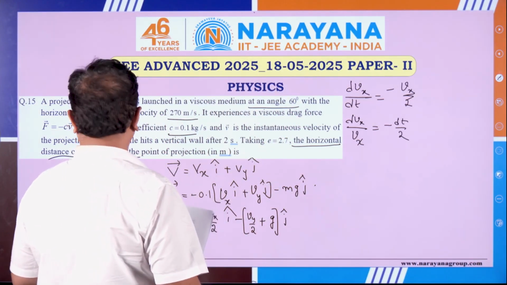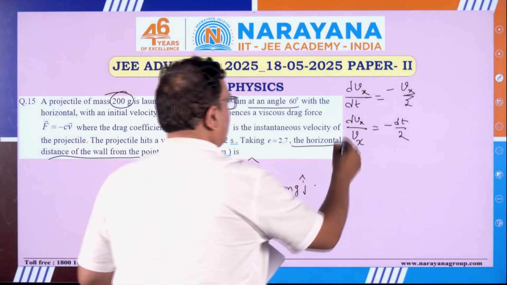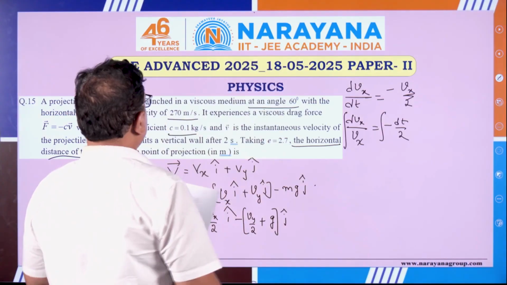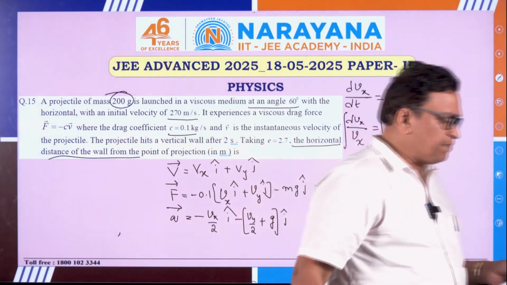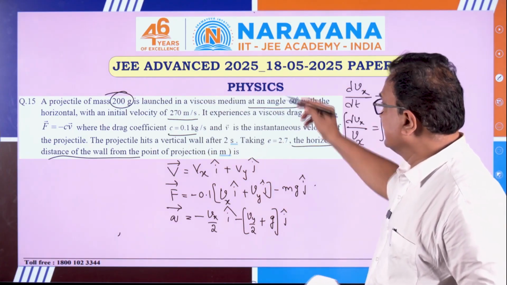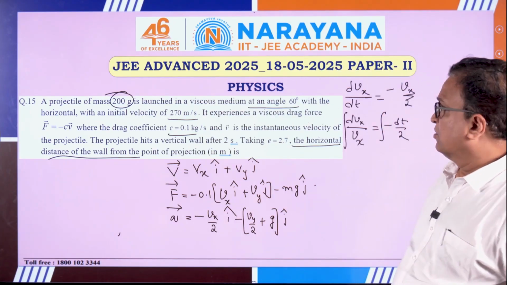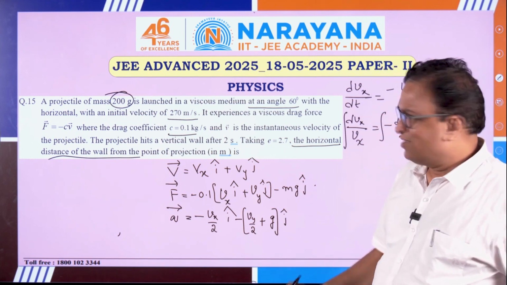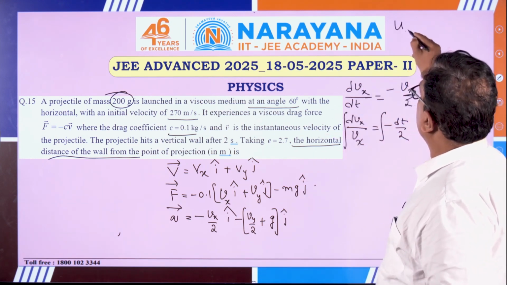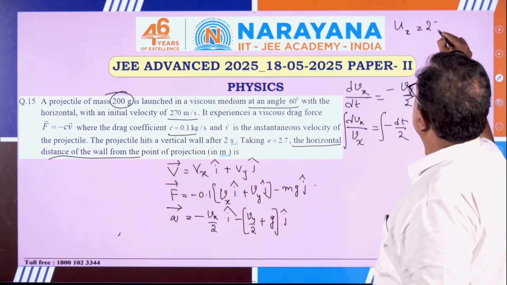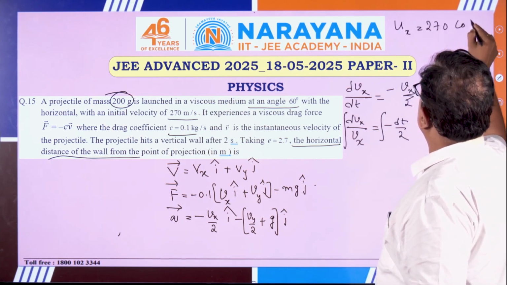Any other information? 2 seconds you mentioned, right? Initially projected with 270 meter per second and angle is 60 degrees, which means half of that is ux. What is ux? Half of that. Why? 270 cos 60.